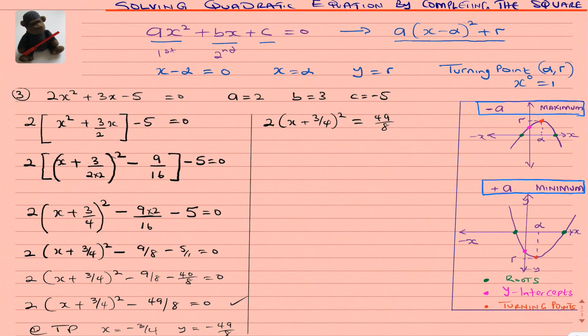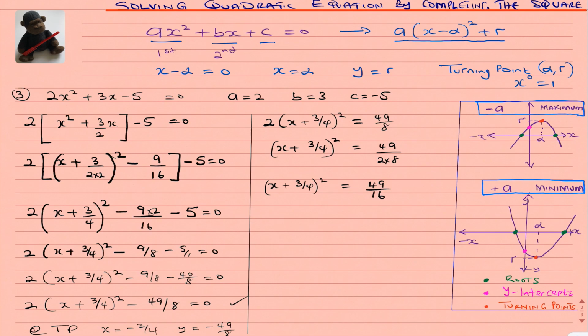Then what I need to do is divide both sides by 2 to get rid of that 2 in front of the x plus 3 over 4 squared. So I get x plus 3 over 4 squared equals, well, because I'm dividing by 2, it will become 49 over 2 times 8. And that will become x plus 3 over 4 squared equals 49 over 16.